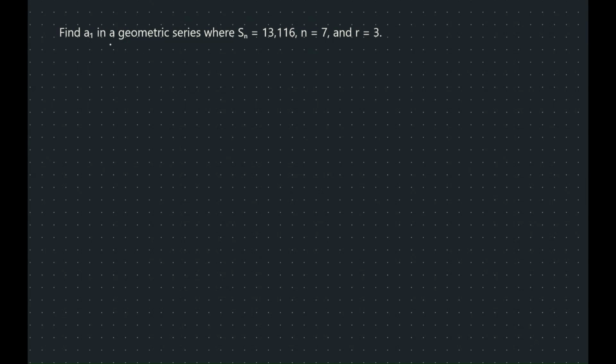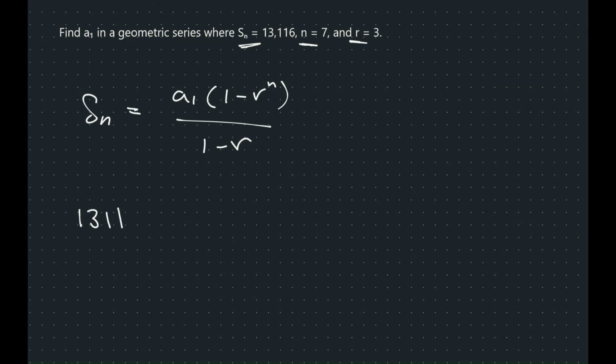So to find A1 in a geometric series where we have Sn, we have n, and we have r, I'll just remind you with the equation for Sn in a geometric sequence. It's equal to A1, 1 minus r to the power of n divided by 1 minus r. And let's just substitute the numbers. What is Sn? It's 13,116, and it's equal to A1, the thing that we don't know, times 1 minus what is r? 3. What is n? 7. And then 1 minus 3.